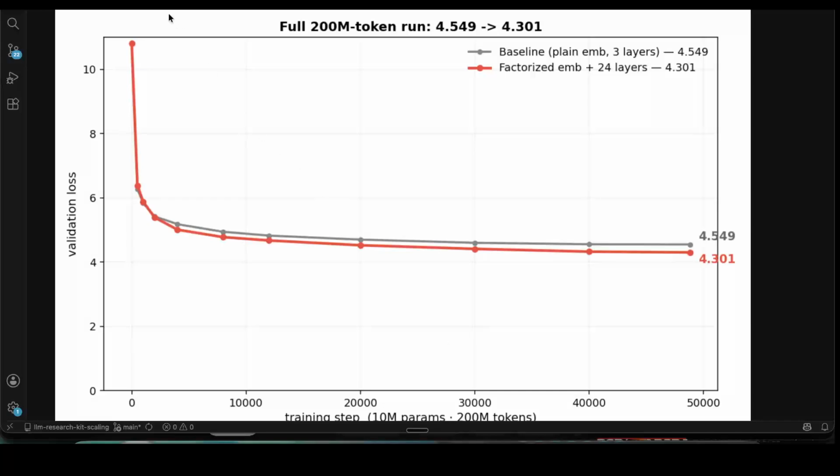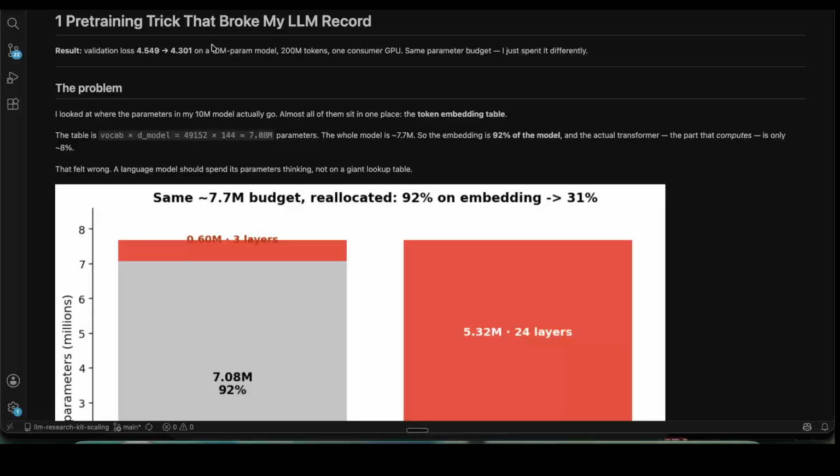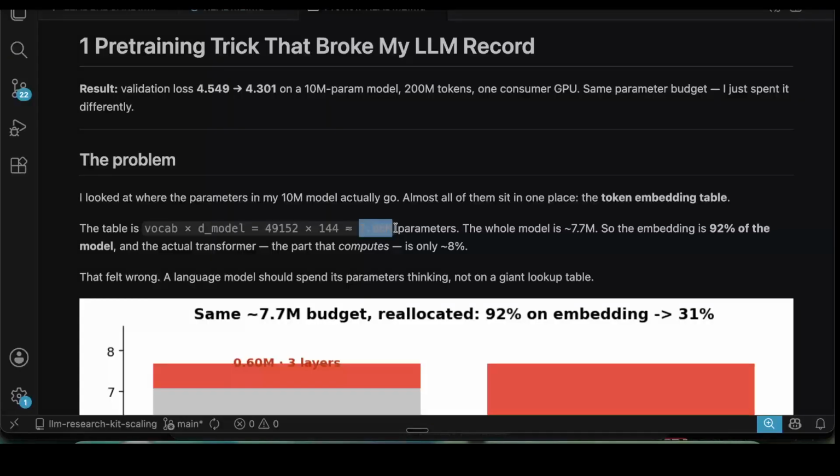I just figured out how to reduce my LLM training loss by a huge amount. 0.15 is an absolutely insane amount. So I was training a 10 million parameter model on 200 million tokens. And what I did is I inspected my model to see where those 10 million parameters are going.